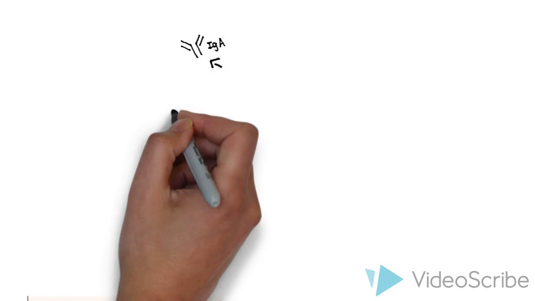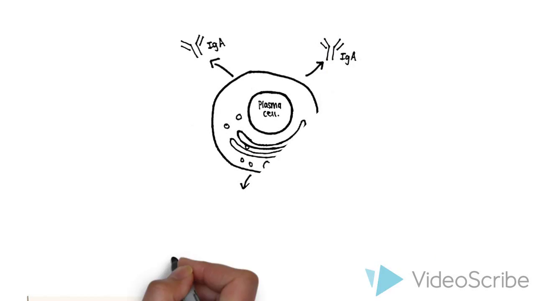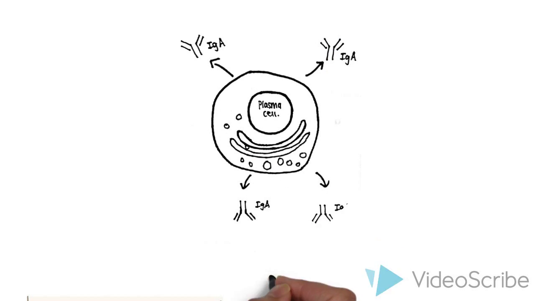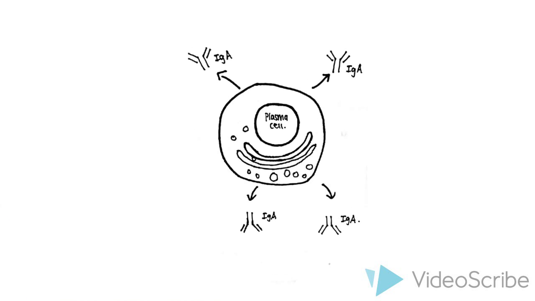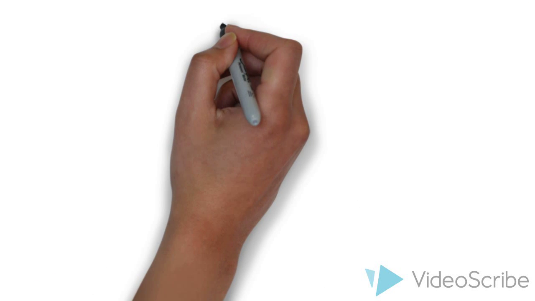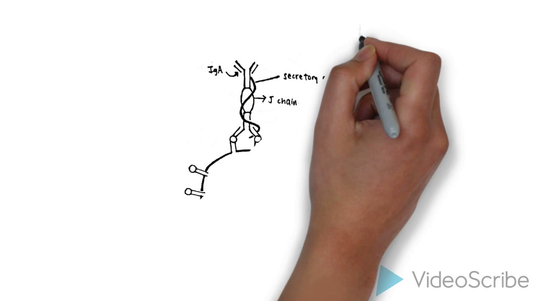IgA also helps in viral immunity. It exists as a dimeric antibody on mucosal surfaces. While the lung has no mucosa, the trachea and the larger bronchi do. There, IgA can neutralize the virus before it can infect other cells.